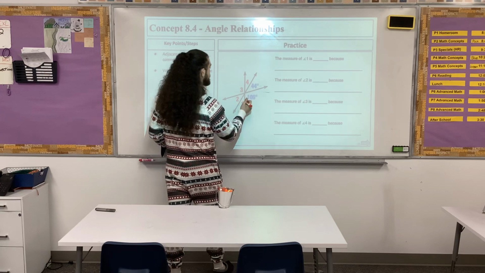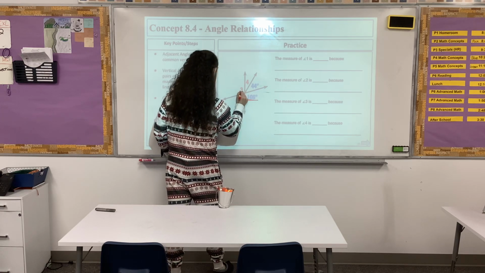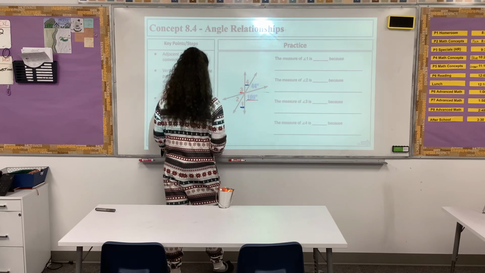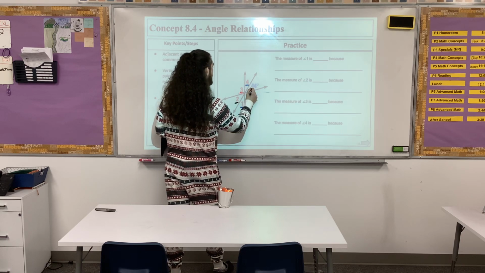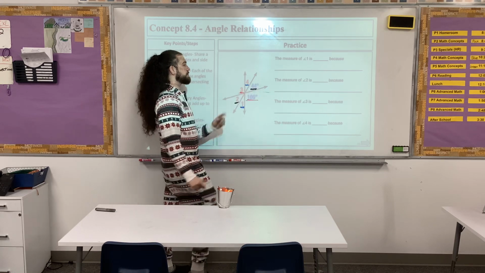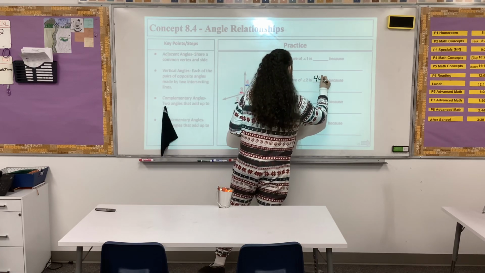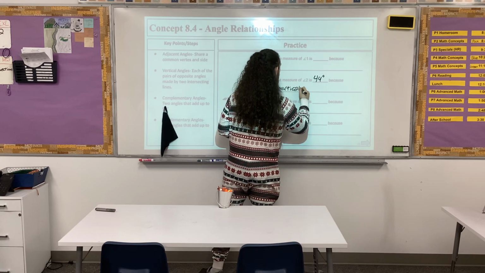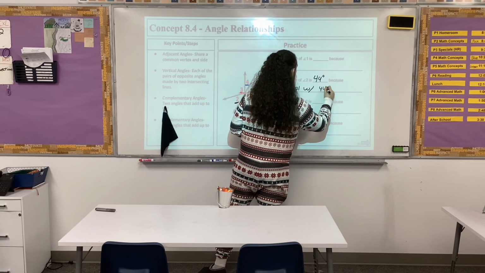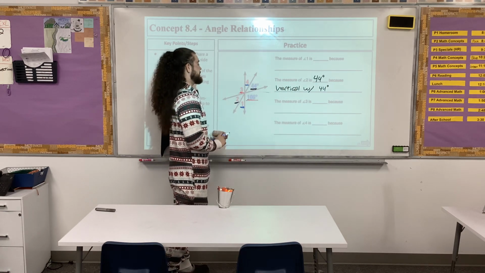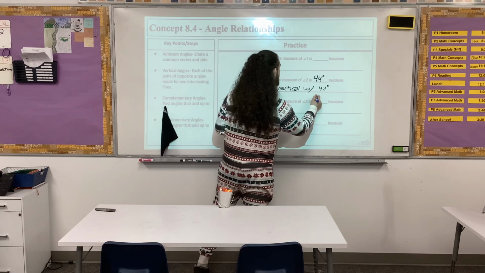My vertical angles are 106 and angle 3, angle 1 and angle 4, and angle 2 and 44 degrees. Based off of my vertical angles, angle 2 is 44 degrees, because vertical with 44 degrees. And angle 3 is 106, because it is vertical with 106.